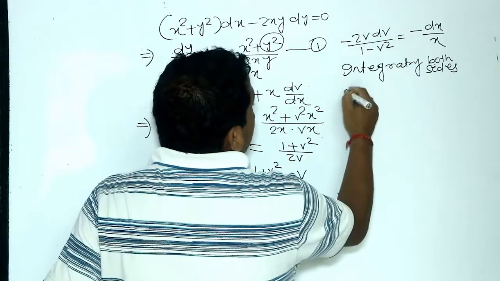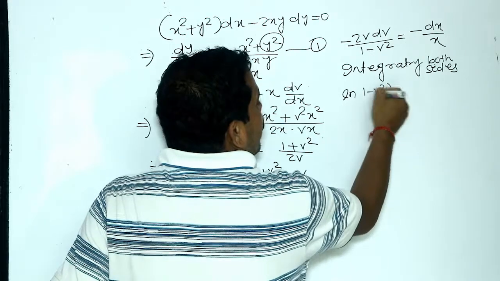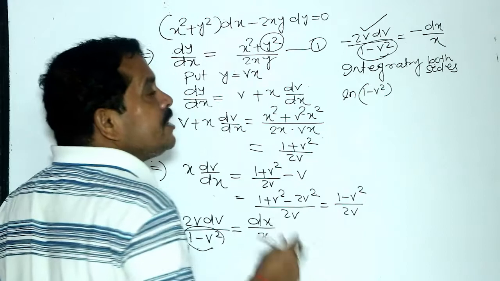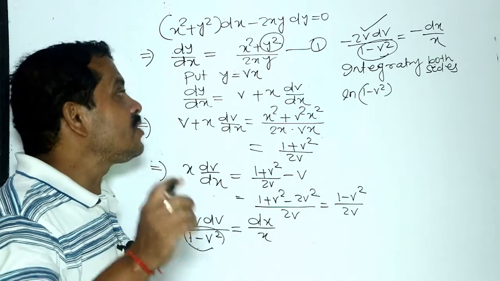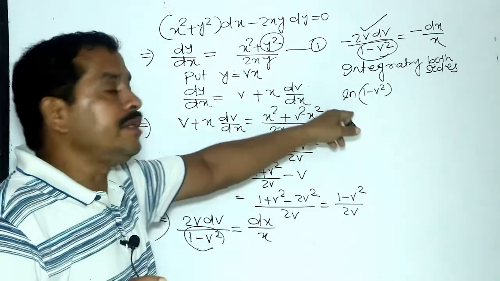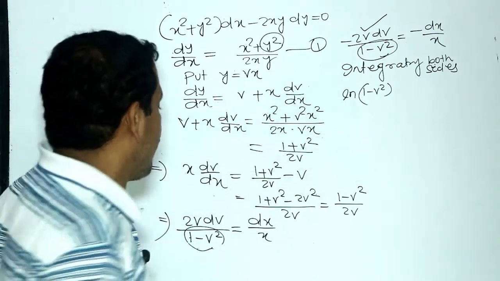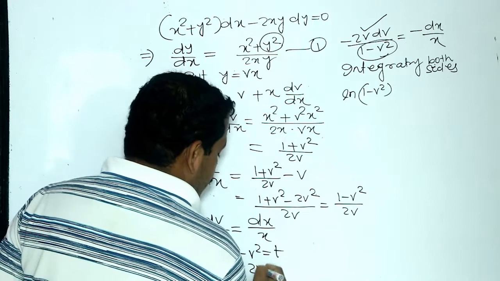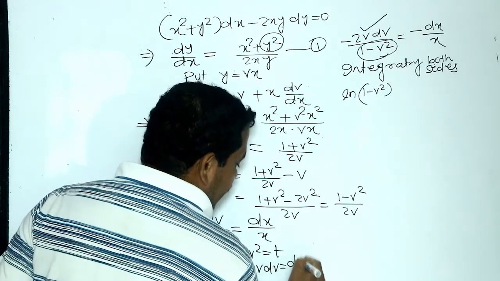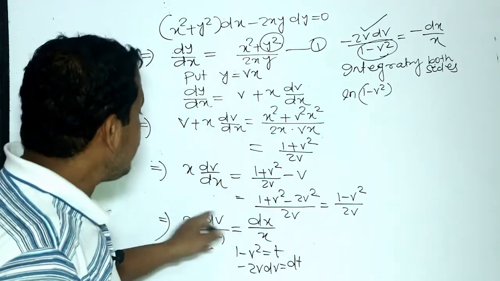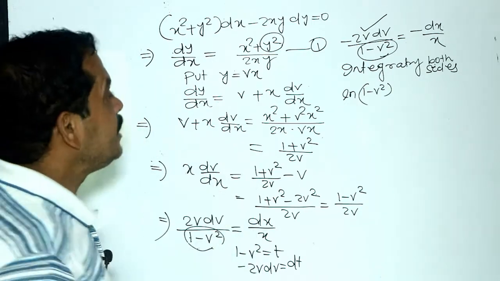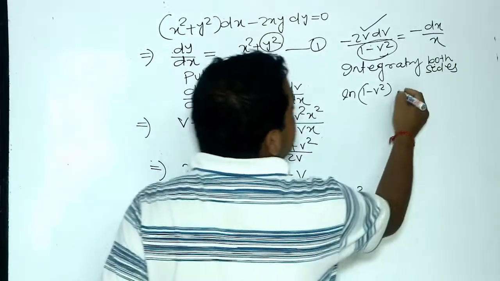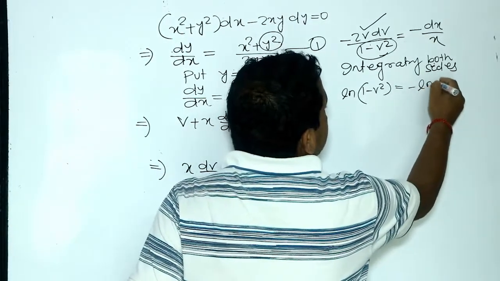Integration becomes log 1 minus v square, because if it is the term t, then its numerator is its derivative. Then integration of dt by t is log t, means log 1 minus v square. Just take 1 minus v square as t and minus 2v dv as dt. So we multiply by minus on both sides to integrate easily. Then the integration of the left hand side is log 1 minus v square equals to minus log x.